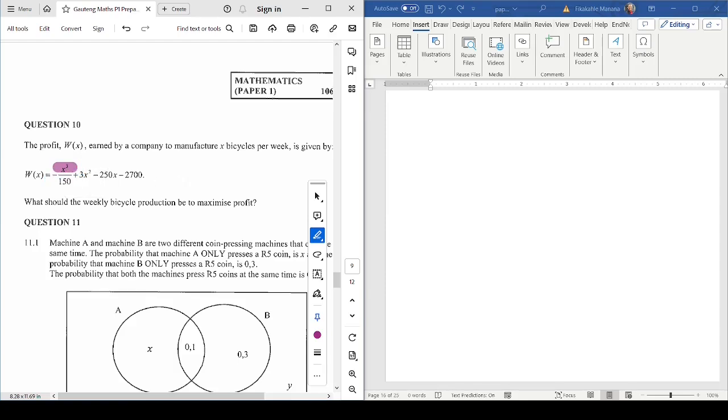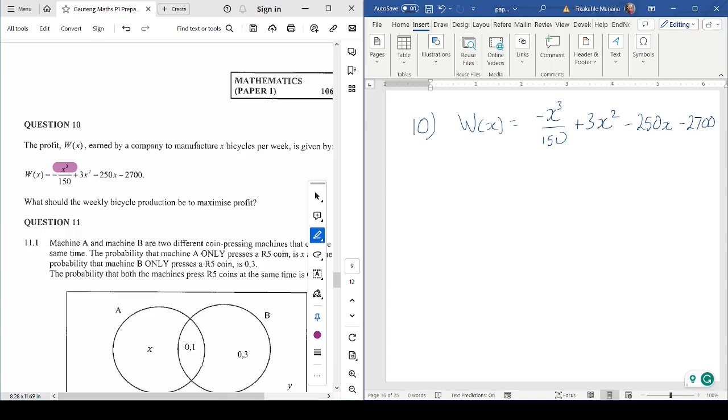Anyway, let's leave it like that. It's only one question, number 10, right? So it's given by W(x) equals minus x cubed. It's a negative cubic function. The rest of the information, I'm just going to put it here: minus 250x minus 2700. Right, now we have that.